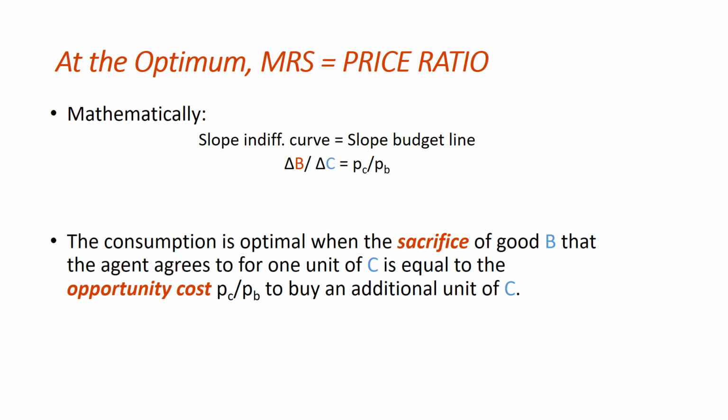This equation you must absolutely know by heart, and you need to understand it. Basically what it says is that the consumption is optimal when the sacrifice of good B that the agent agrees to for 1 unit of C, so that's the marginal rate of substitution, is equal to the opportunity cost, PC divided by PB, to buy an additional unit of C. So that opportunity cost is a price ratio which we find thanks to the budget line.